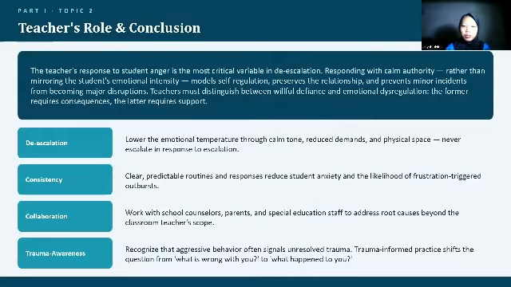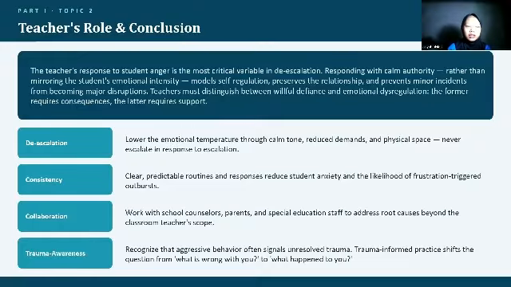Model self-regulation. Preserve the relationship and prevent minor incidents from becoming major disruption. The teacher must distinguish between willful defiance and emotional dysregulation. The former requires consequence, the latter requires support.